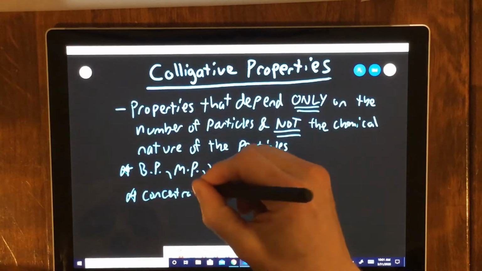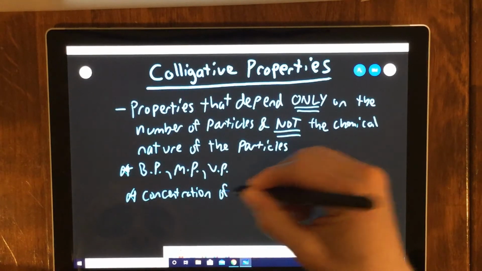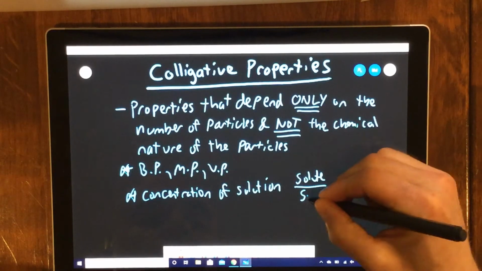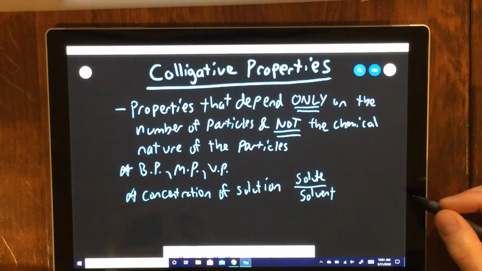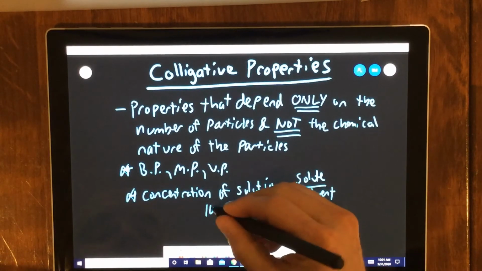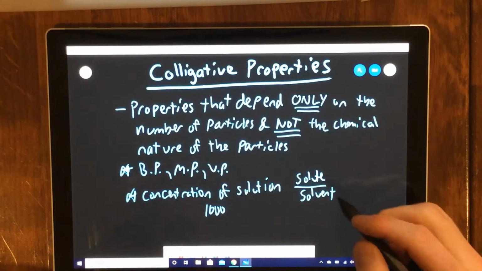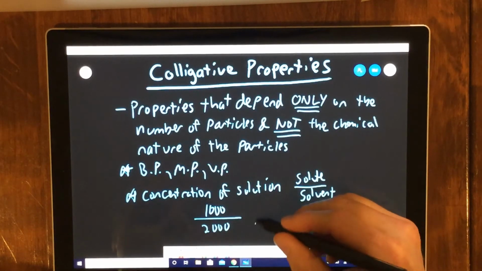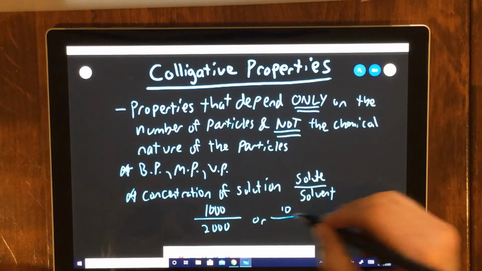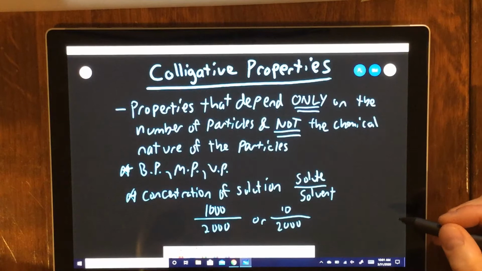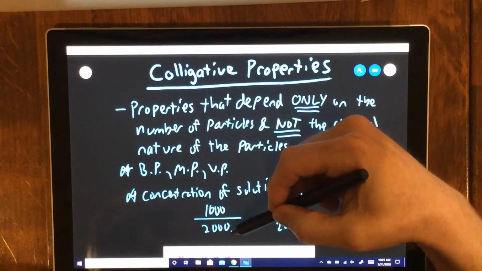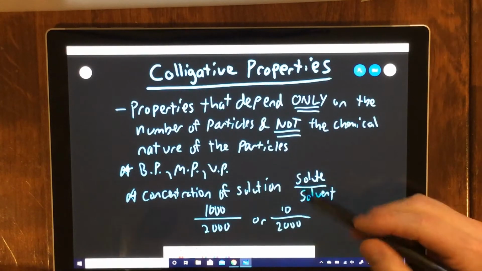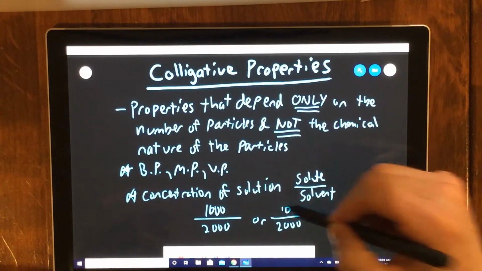So concentration changes, concentration of solution, which basically means solute per solvent, right? So if I have 1,000 solute particles in 2,000 solvent particles, or I have 10 solute particles in 2,000 solvent, right? So think 2,000 particles of water and 1,000 particles of salt, or I have 2,000 particles of water and 10 particles of salt.